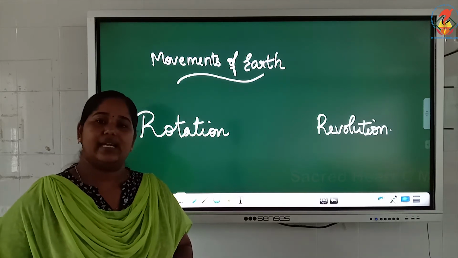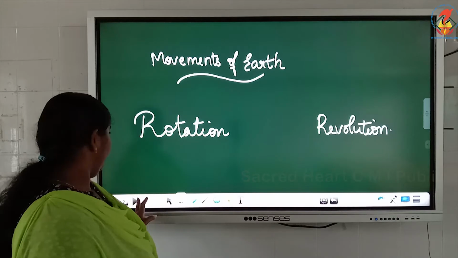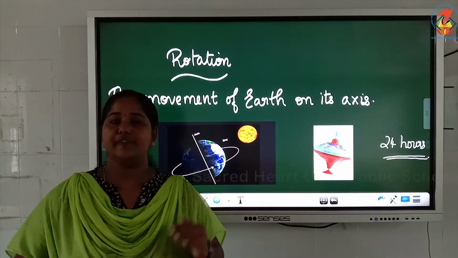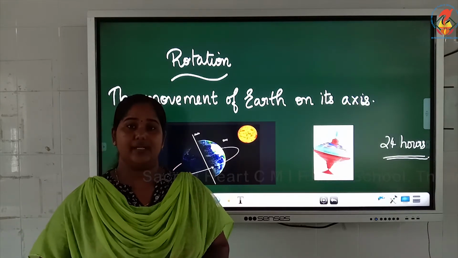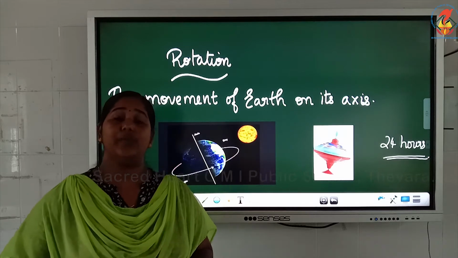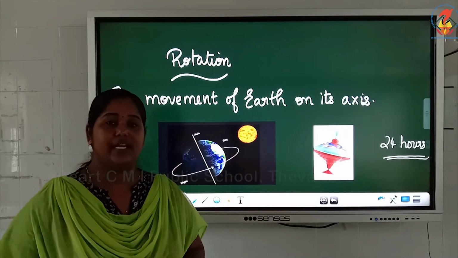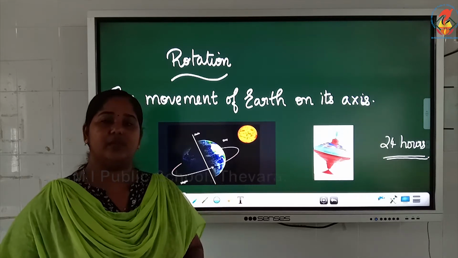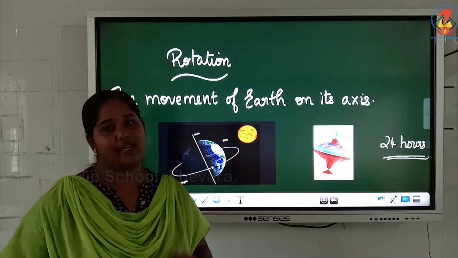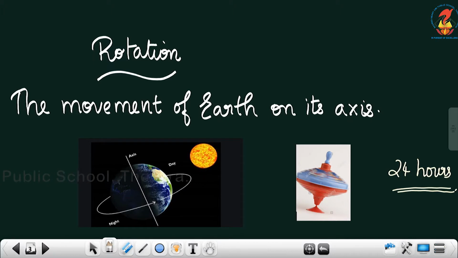First let us study about rotation of earth. The rotation of earth is done with the help of its axis. Axis is an imaginary line passing through the center of the earth which cuts earth at the north pole and south pole. In this picture you can see a top which spins on a pointed edge.